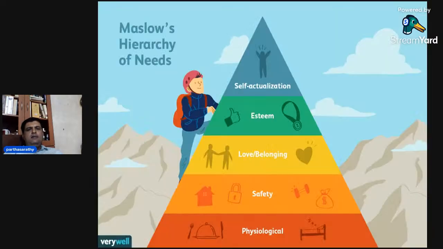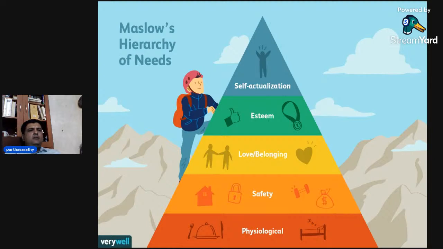Starting with the physiological need. Physiological, we need to understand, is the need of the body. Physiological needs include food, shelter, clothing, and other things needed for the basic survival of the human being. So here Maslow talks about the physiological. There is a marking for each level of the hierarchy of needs.